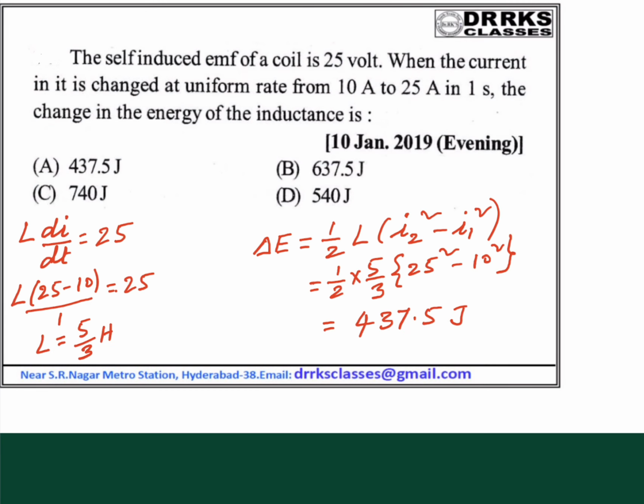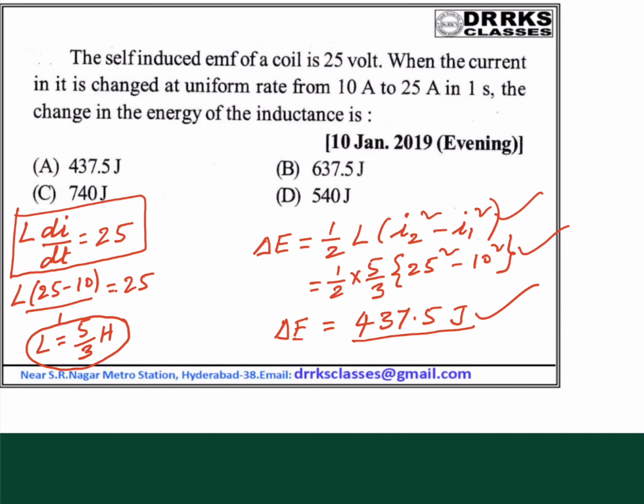Look at this one. So we know that L di by dt is equal to 25 volts. Of course, the magnitude is L di by dt. From that, you can find the L value as 5 by 3 Henry. Then the change in energy delta E is equal to half L (I2 square minus I1 square), and you substitute, you will get the change in energy as 431.5 joules.